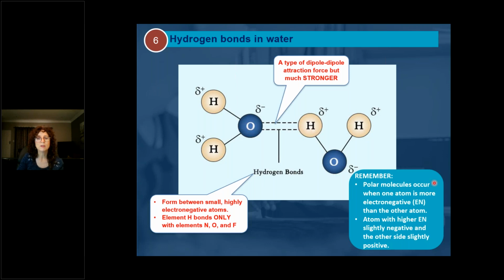This is a type of dipole-dipole attraction force, but it is much stronger than a regular dipole-dipole attraction force. So remember, polar molecules occur when one atom is more electronegative than the other atom. The atom with a high electronegativity is slightly negative, and the other side slightly positive. It's very important. There can also be a hydrogen bond between water and hydrogen fluoride. Then it will be the hydrogen of the water molecule and the fluorine of the hydrogen fluoride molecule.